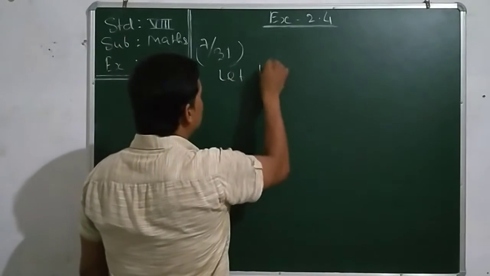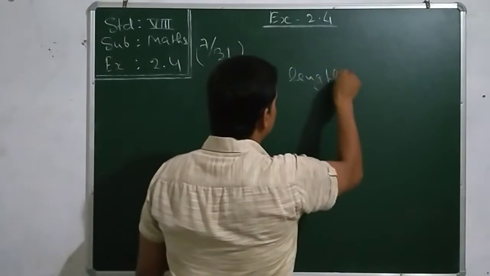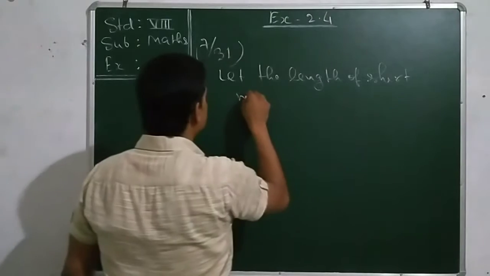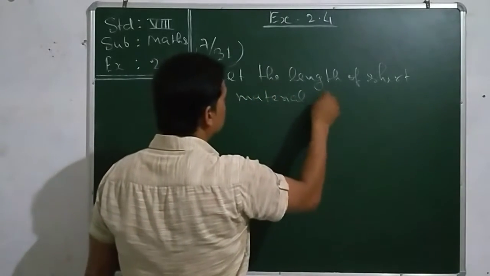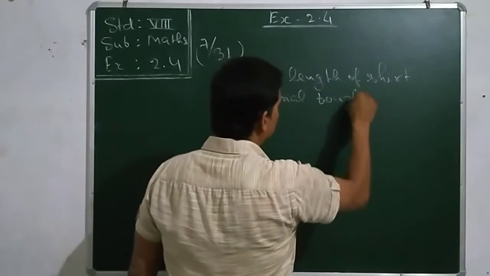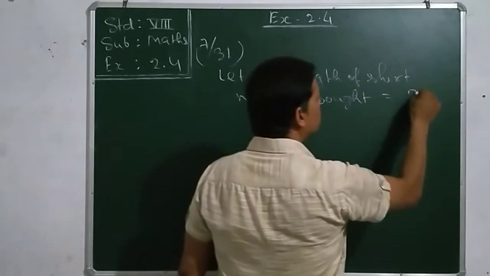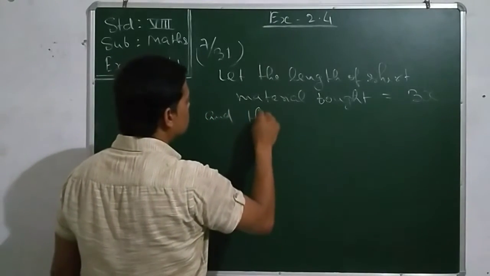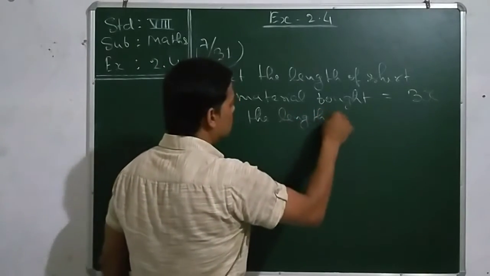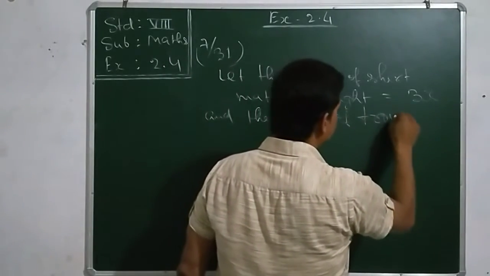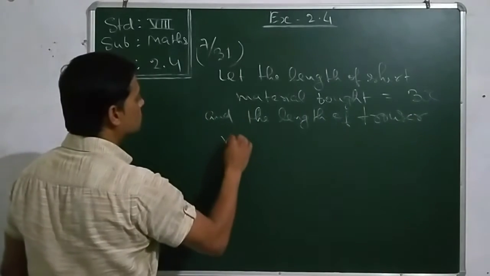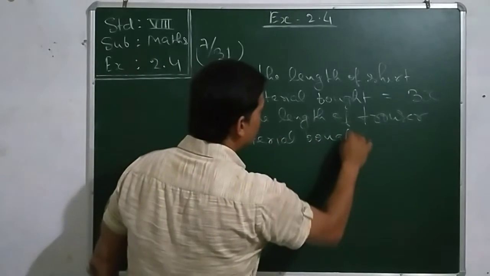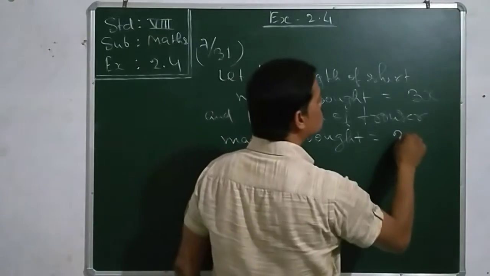We need to find out the length of shirt and trouser materials bought. Let the length of shirt material bought equal to 3x and the length of trouser material bought equal to 2x.